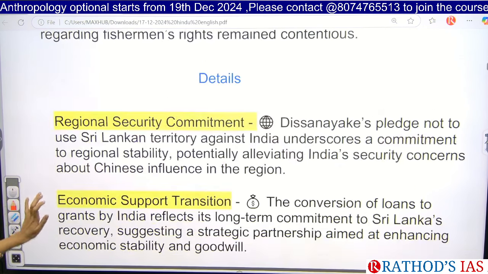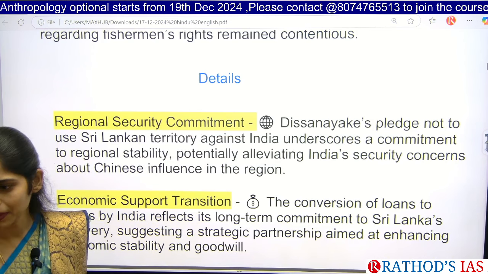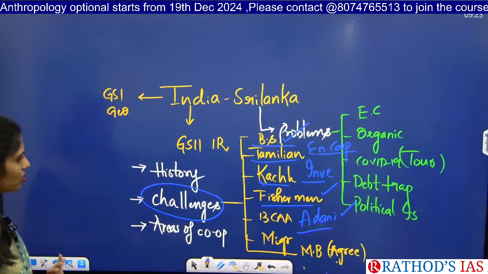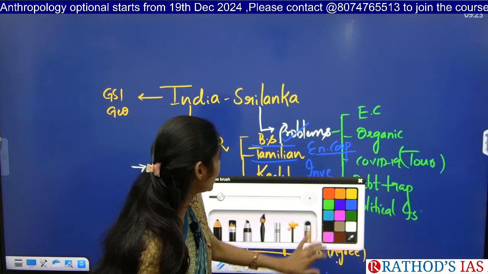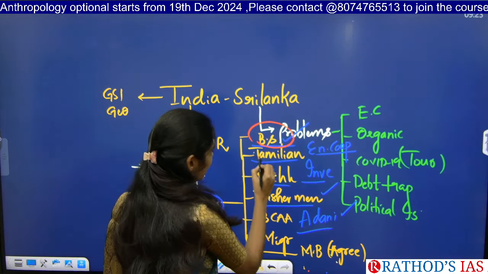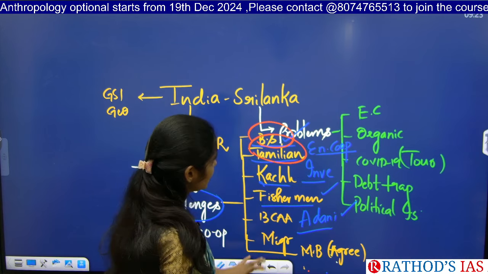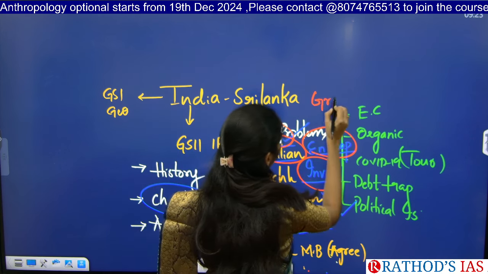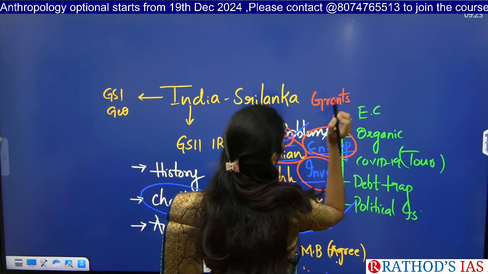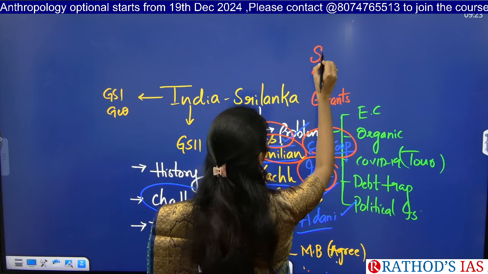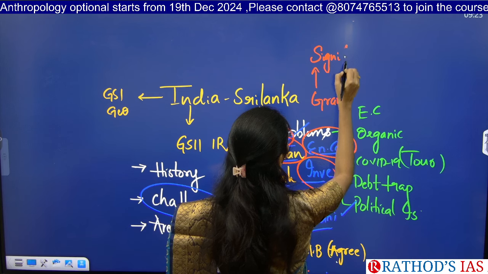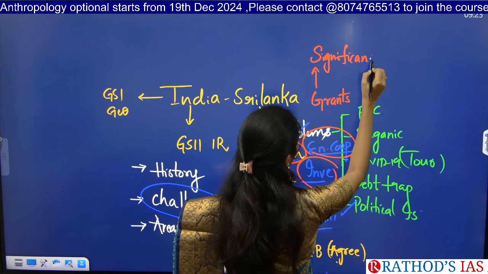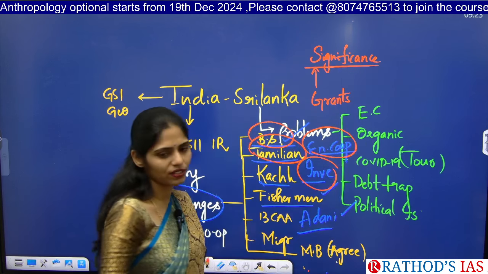So now tell me what will be the importance of this meet. Here they are going to have discussions on security, Tamilians, as well as economic cooperation and investment, and even they are going to get grants instead of loans. So now tell me, what is the significance of this meet? Are you getting my question? Tell me, what is the significance of this meeting?